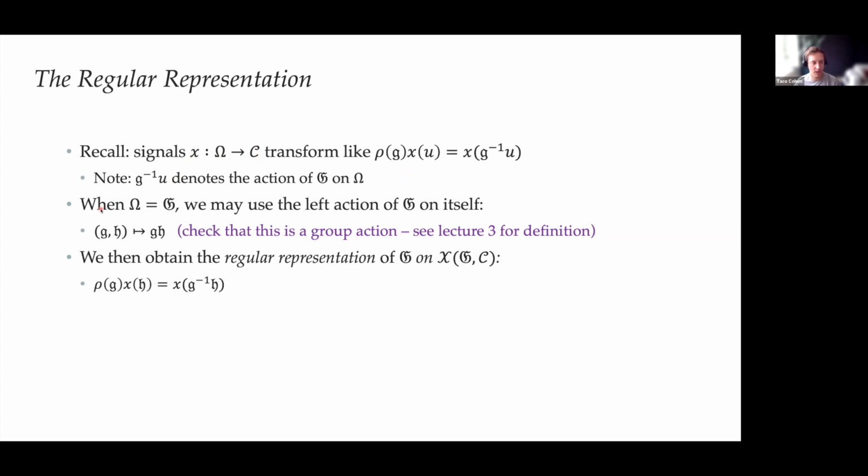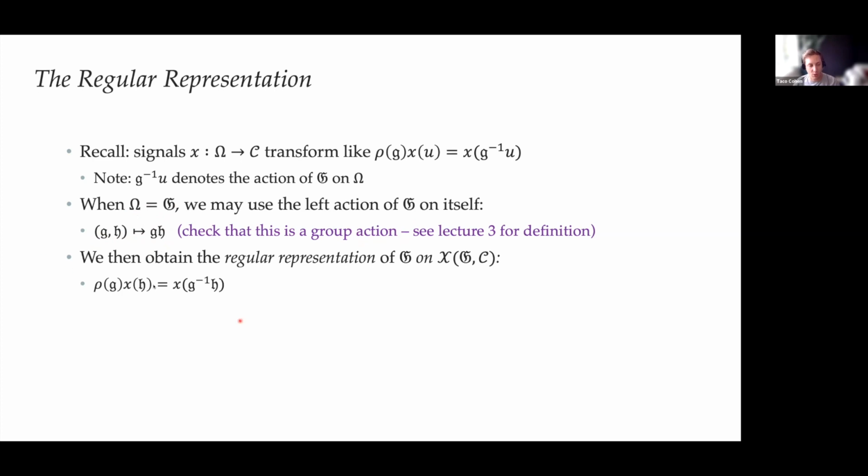What I was also already mentioning is that in the case where omega is the group itself, as we have in the second and higher layers of a group equivariant net, you can take this G inverse U to mean the left action of G on itself. So if instead of U you have an element H, and you want to apply the transformation G to it, you just use the composition operation of the group. And you can verify that this also satisfies the axioms of a group action. So this is a valid group action, and it fits into the framework. It's just a special case where omega happens to be equal to the group G.